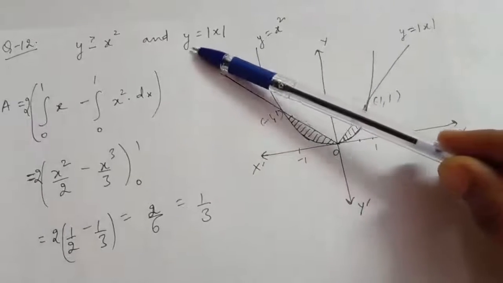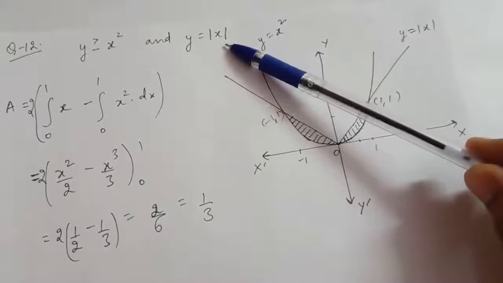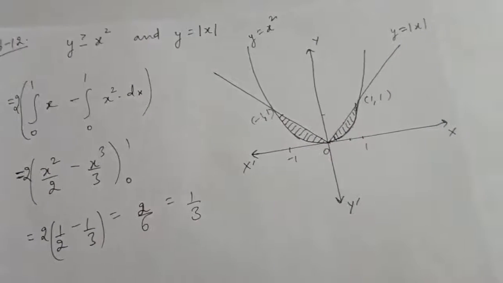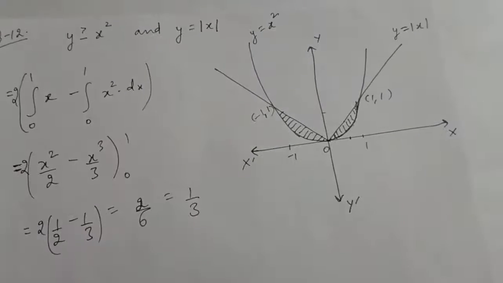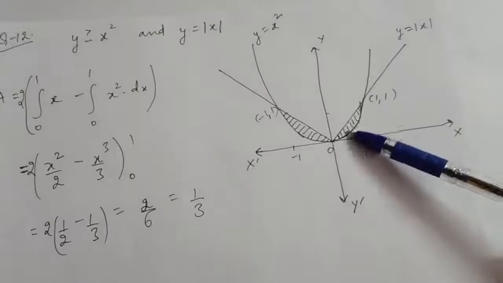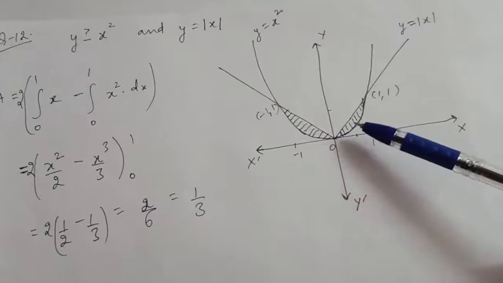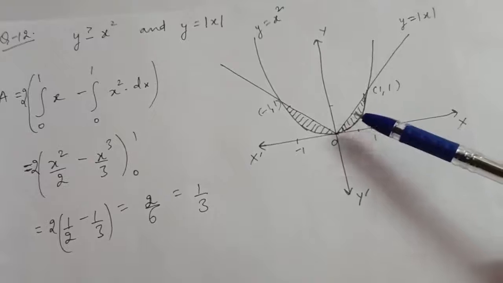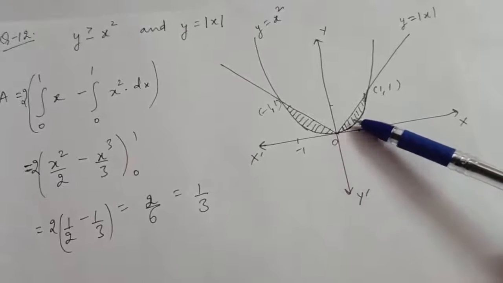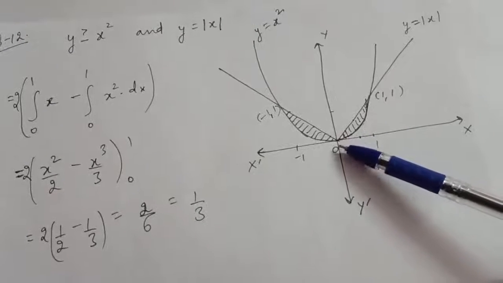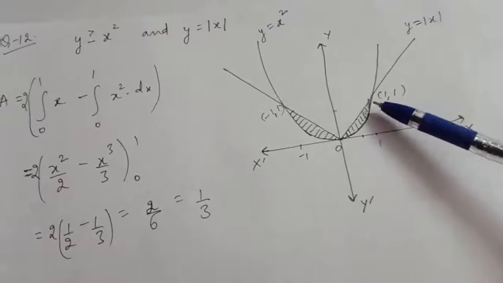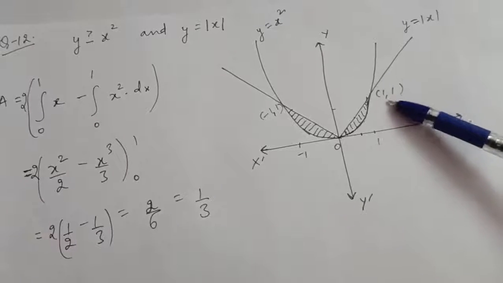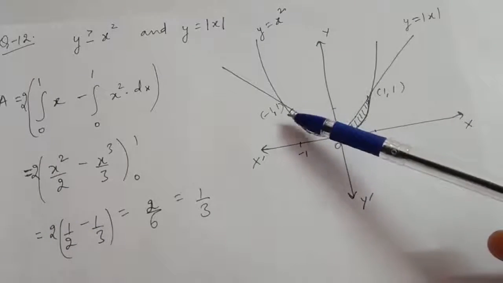And the next curve is given as y is equal to modulus of x, which will be this V-shaped curve, right? So we have to find the area bounded between these two curves, which is this shaded portion, right? Now we will find the area of only this shaded portion and multiply it with 2 to get the total area. Now the limits you can see are from 0 to 1. Either you can find the points of intersection or it is very clear that the points of intersection will be 1, 1 and minus 1, 1.